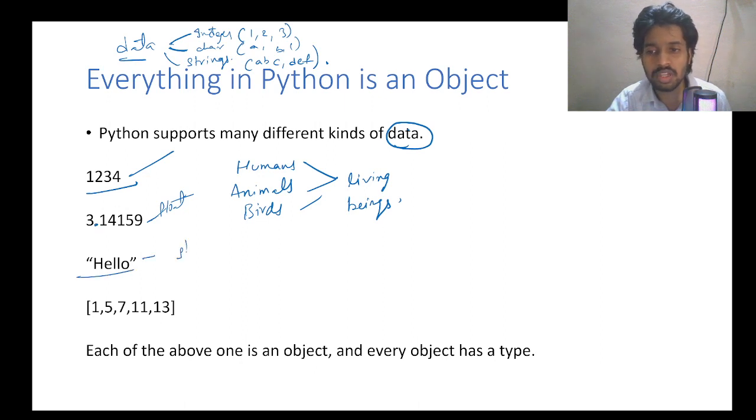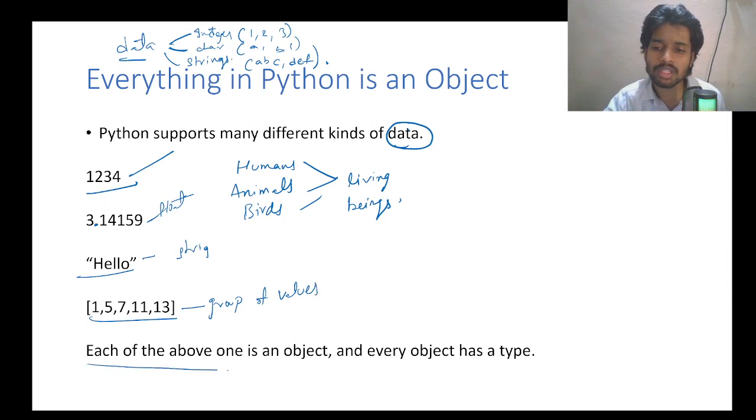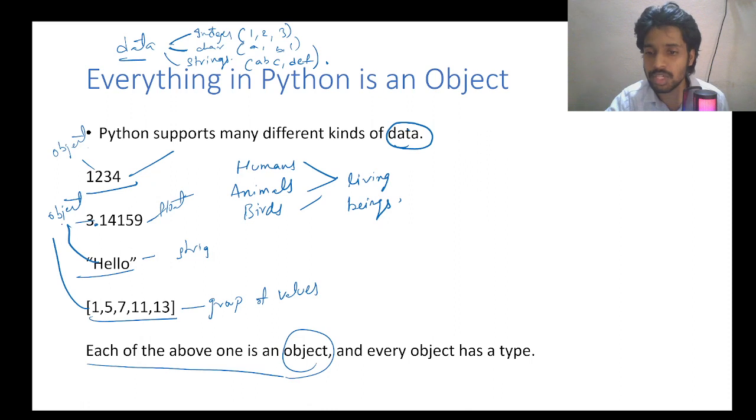Python supports string. Python also supports group of values. Python supports each and every type of data here. So all these things are objects. Each and everything, this one is an object, this one is an object, this one is also an object. Everything is an object, and every object has a type.